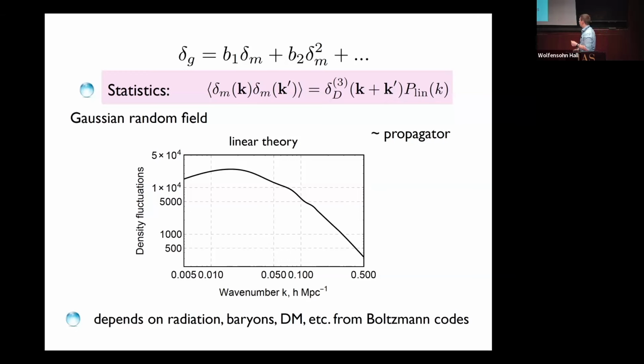And this power spectrum we can calculate for a given cosmological model, and it turns out that this is a very complicated function of the momentum. This is because the shape of the power spectrum depends on all the previous evolution of our universe, so it depends on the radiation, baryons, neutrinos, dark matter, and so on and so forth. And typically we calculate this using Boltzmann codes. So we only know the shape, the momentum dependence of the propagator, numerically.